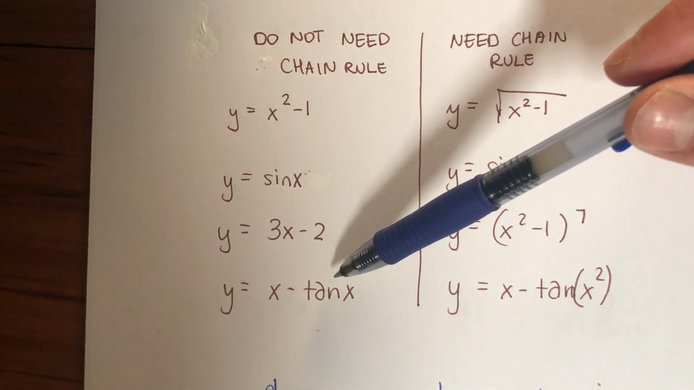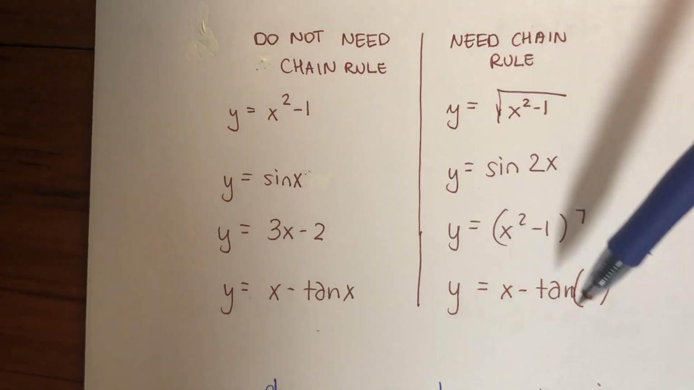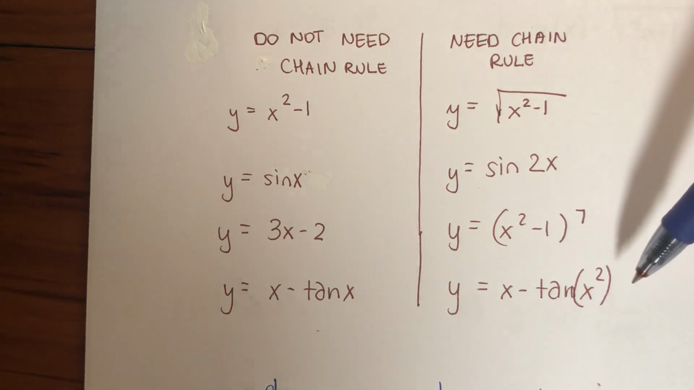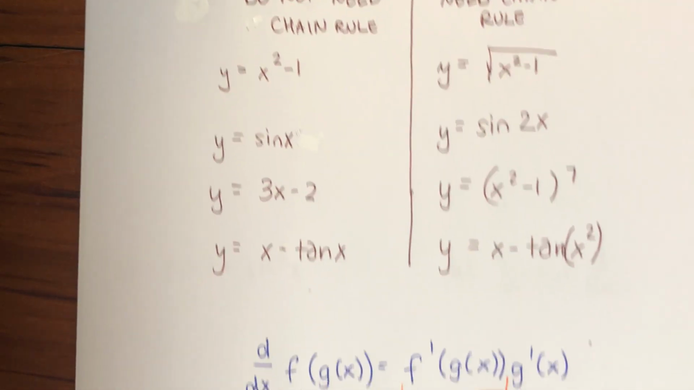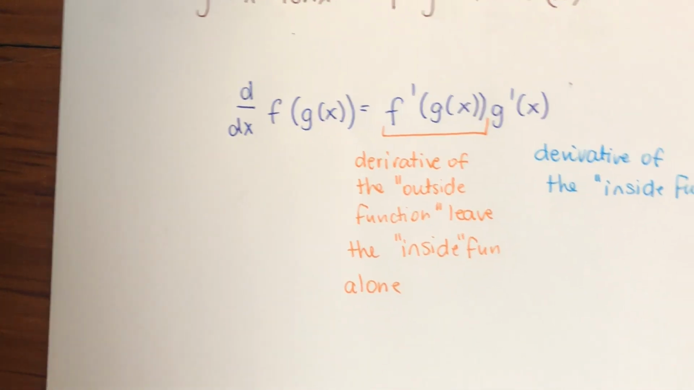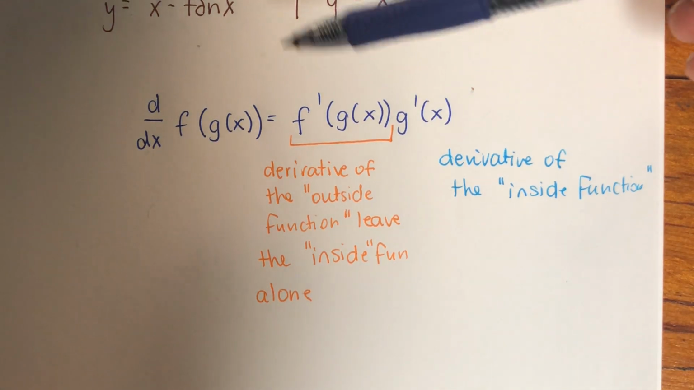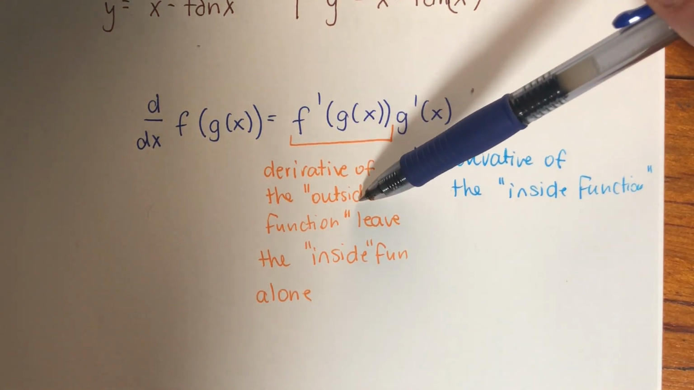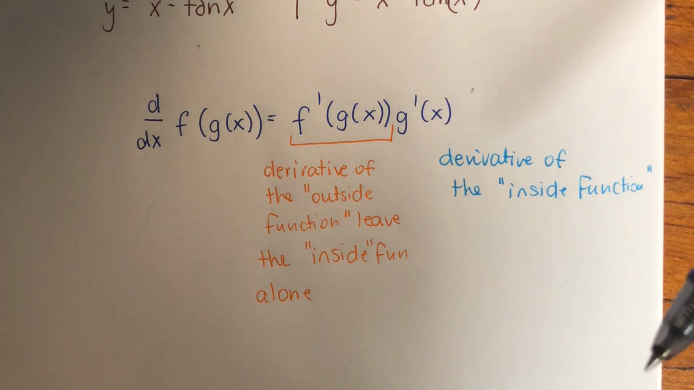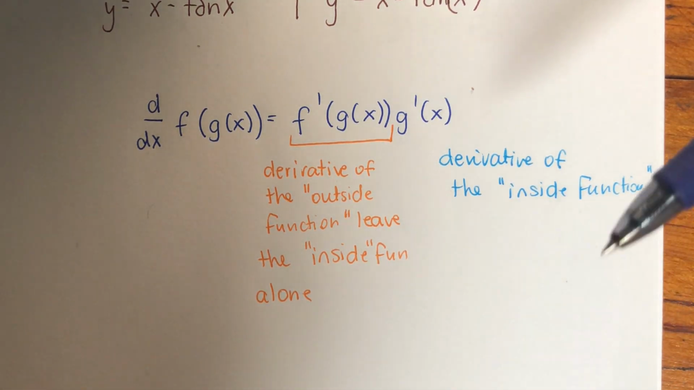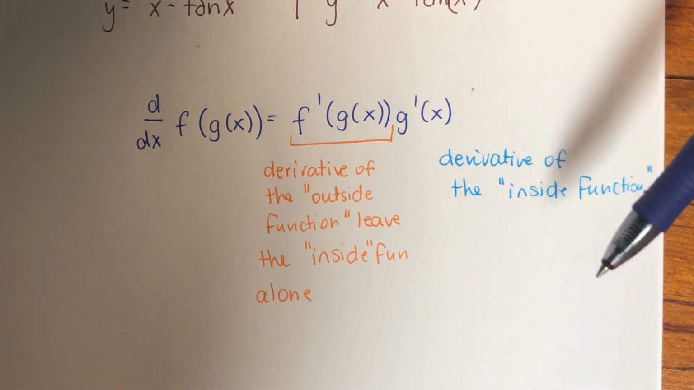And look at this one, a similar example, where you have a tangent of x and this is a tangent of x squared. If you have something like this, chain rule is recommended. All right, what was the chain rule? We've done it a few days ago. When you have a chain rule, you are going to find the derivative of the outside function and leave the inside function alone. Again, it's a little bit different way of saying the same thing, and then you multiply it by the derivative of the inside function.